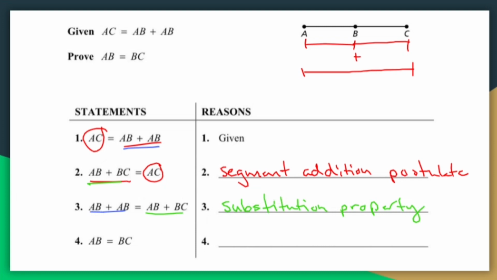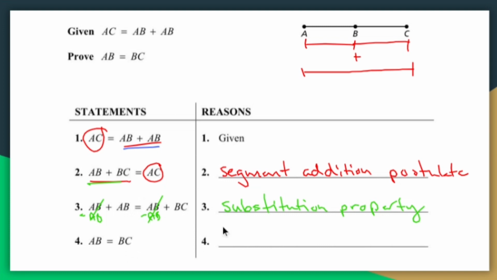Now let me clean this up so I can see it because I'm at my last step, and I need to see how I can get from 3 to 4. AB plus AB equals AB plus BC. All of a sudden, it's now AB equals BC. Well, how can I go from two things on the left and two things on the right to one thing on each side? I would have to get rid of one from each side. There's an AB on the left. There's an AB on the right. If I subtracted AB from both sides, that would cross out and give me AB equals BC, which is that guy right there.